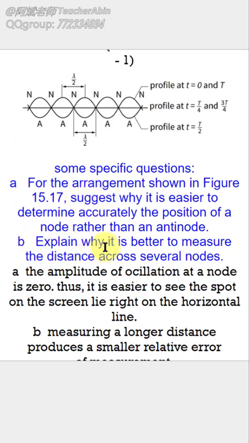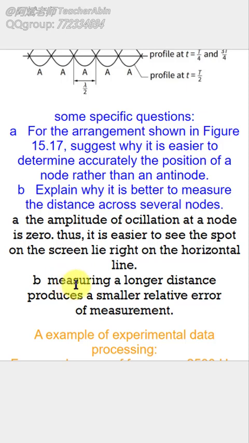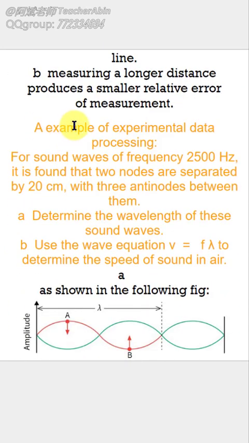Now let's move on to question B. Explain why it is better to measure the distance across several nodes, not just two nodes. This is simple. That's because measuring a longer distance produces a smaller relative error of measurement. That's what we always do in experiments to reduce measurement error. We always measure the total amount of many units, then divide it by the number of units to get the average value of every unit. So that's for question B. Let's move on to the next question.